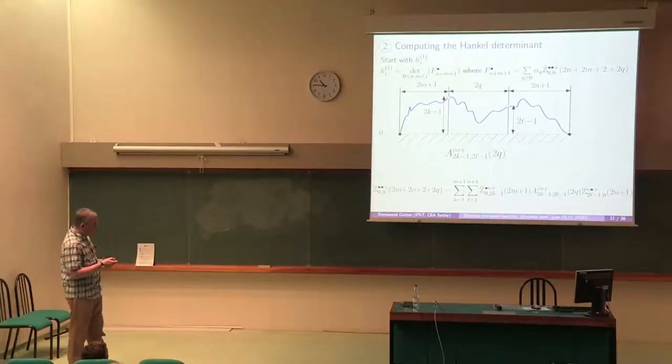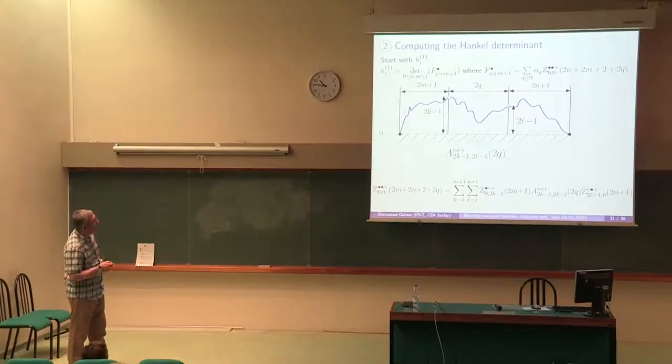And now to compute the uncut determinant, let's start with HA1, which is this determinant, with path of length 2n plus 2m plus 2 plus 2q. Okay, this is equal to this sum here. So actually, this is the simplest case. Why? Because you can decompose your path into three parts: a part of length 2n minus 1, a part of length 2n plus 1, and a part of varying size, here q varies, 2q.